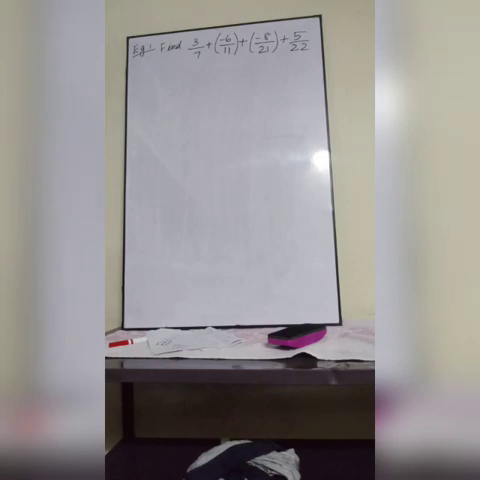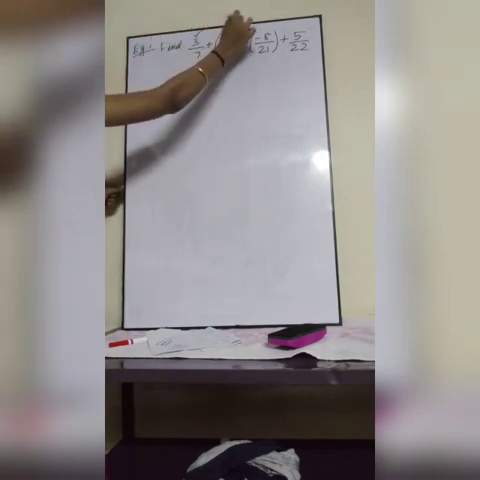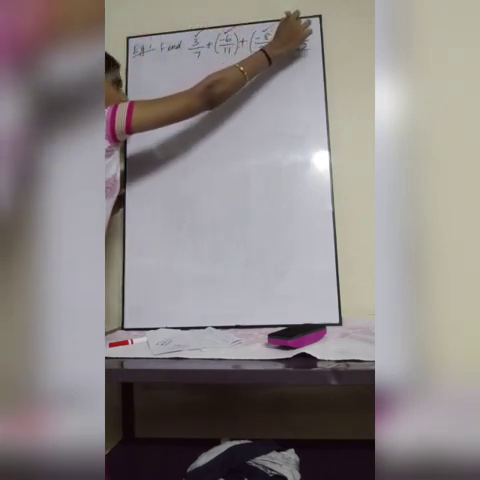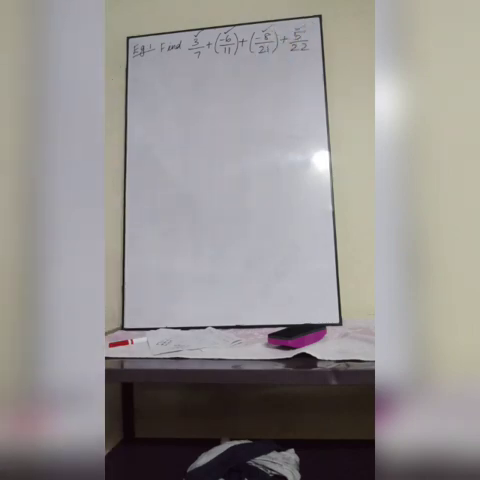See, the question is find 3 by 7 plus minus 6 by 11 plus minus 8 by 21 plus 5 by 22. Okay, we are going to find the value for this, which means you are going to add all those 4 rational numbers. This is one rational number, this is one rational number, this is one rational number and this is one rational number. Okay, so we are going to add all the 4 rational numbers.